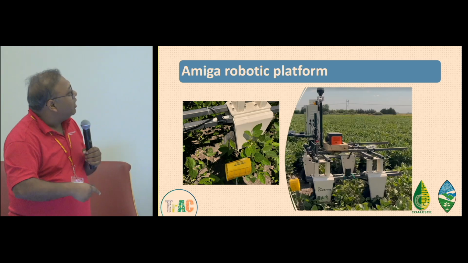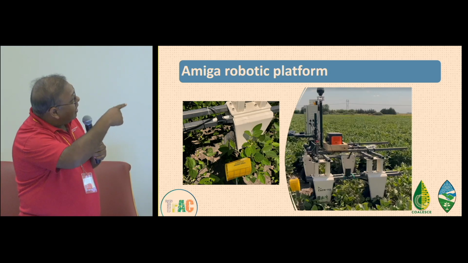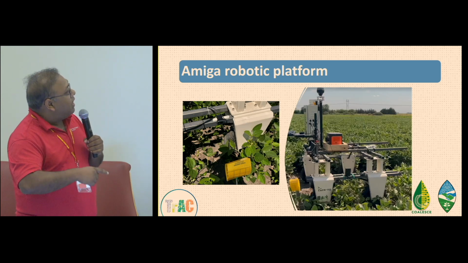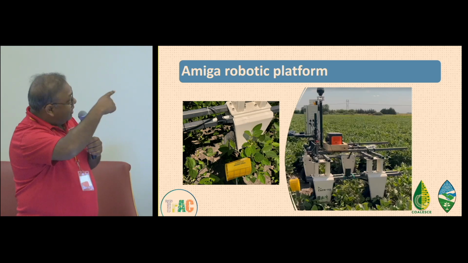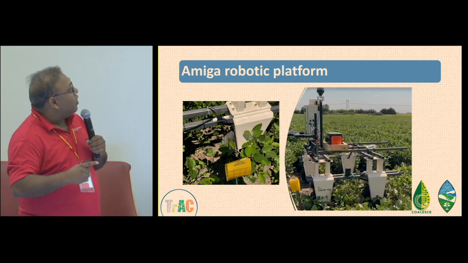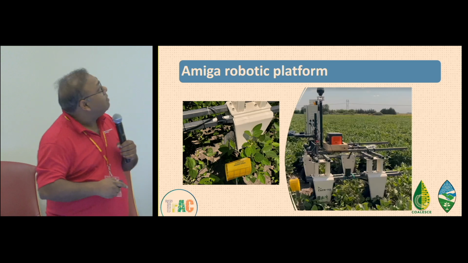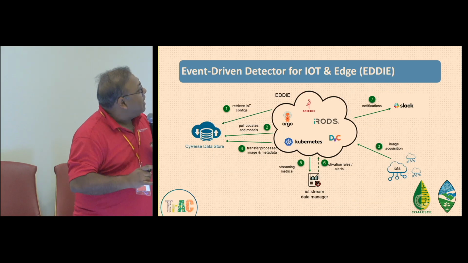So this is kind of more zoomed in. That's the Amiga robotic platform, and we have a UV box on the robot that it's talking through, and this is kind of what you see, the camera and the sticky trap. So this is my last slide.